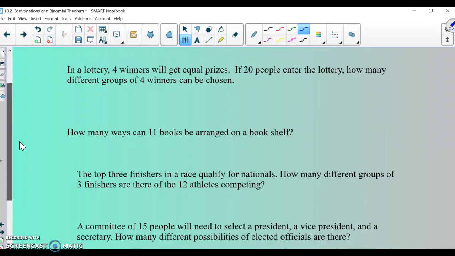So here are 4 examples that we can talk about. In a lottery, 4 winners will get equal prizes. That idea of the equal prizes is the deciding factor, right? If 20 people enter the lottery, how many different groups of 4 winners can be chosen? Hopefully you guys are in agreement with me that this would be a combinations example. The idea is you don't care if you were the first of the 4 selected, or the third, or the fourth, you're getting the same equal prize, so this is combinations.